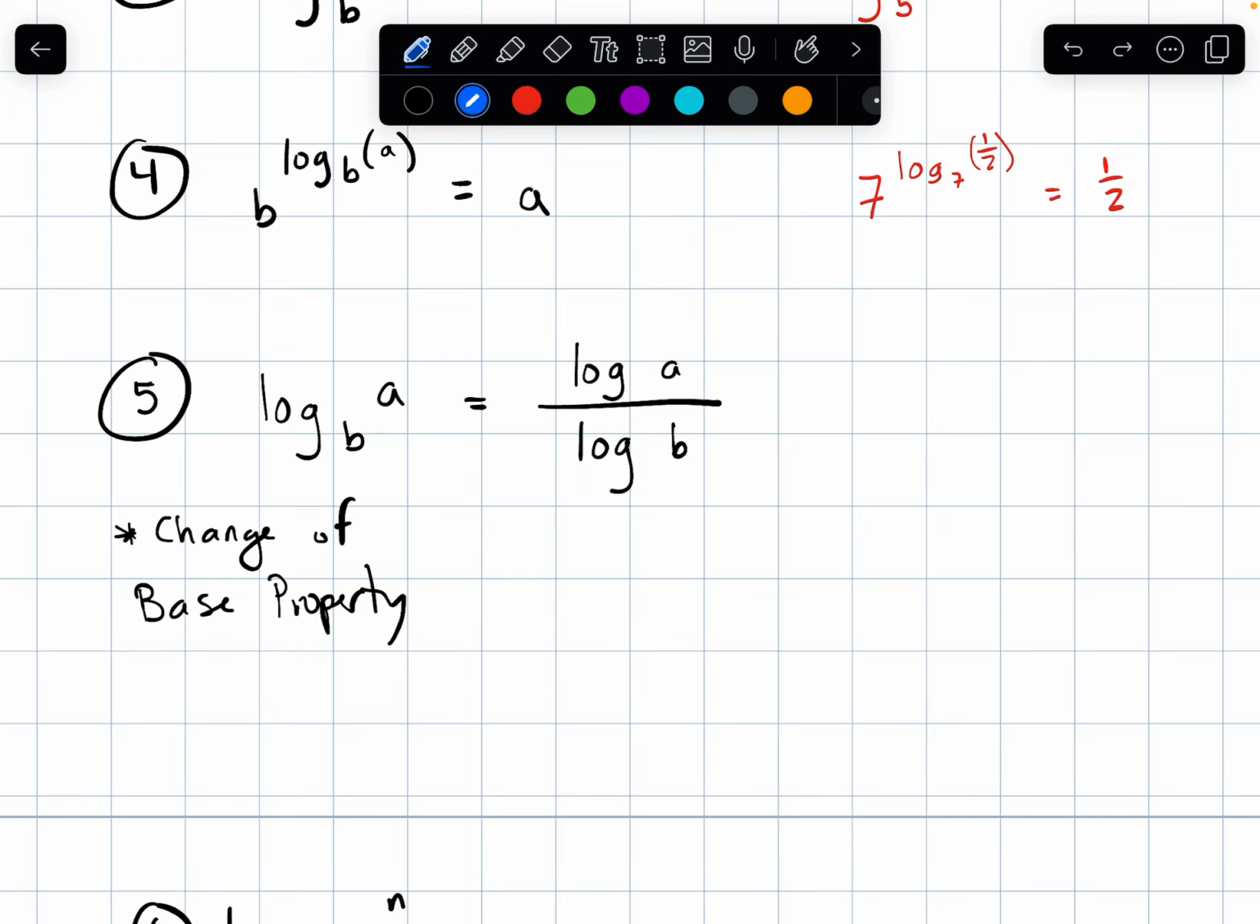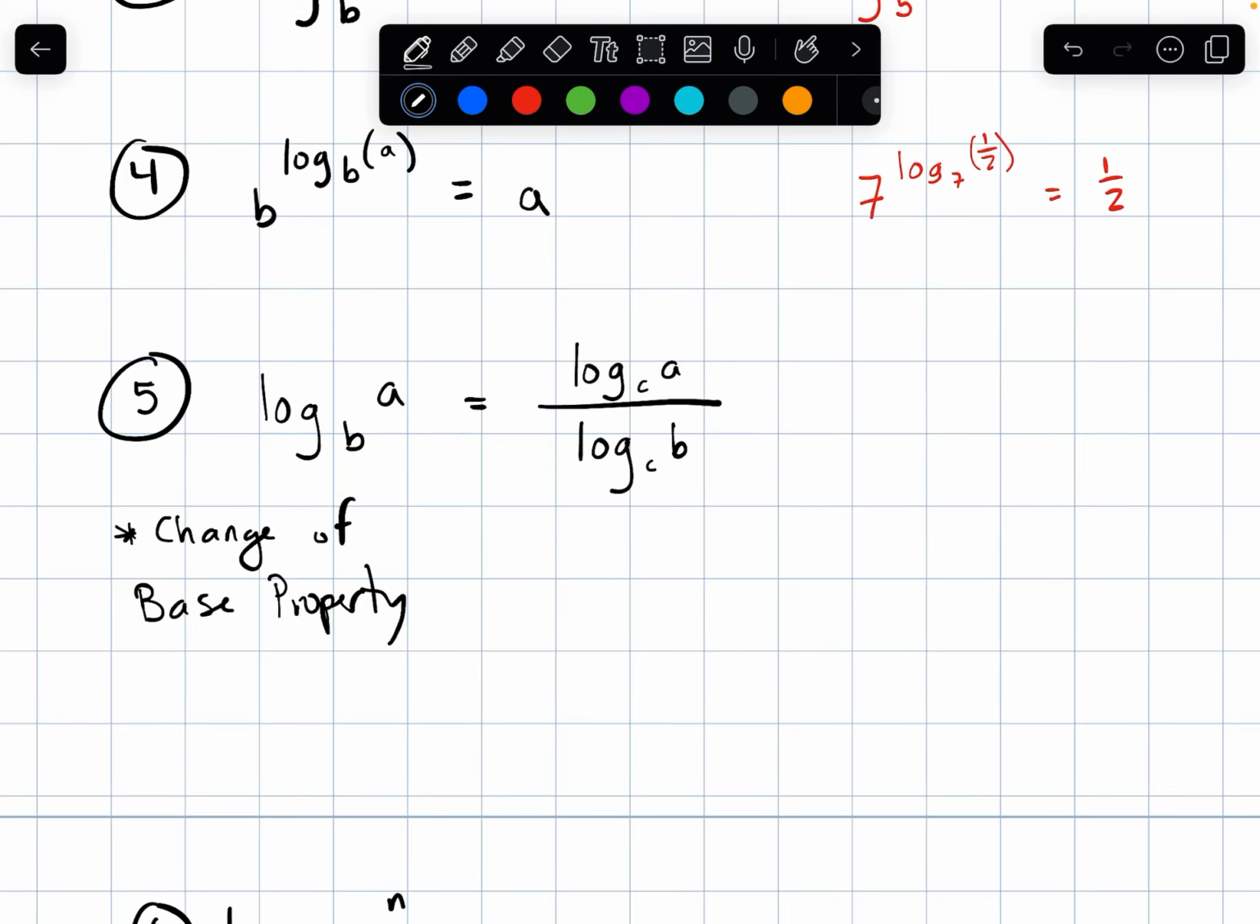Now the nice thing about this is you get to choose what you want your base to be. So I could leave it like this as a common logarithm. I could put in a base of 2 if I wanted. I could put in a base of 1/2 if I wanted. You get to choose whatever that base is. So because you get to choose, I'm going to use the letter C.